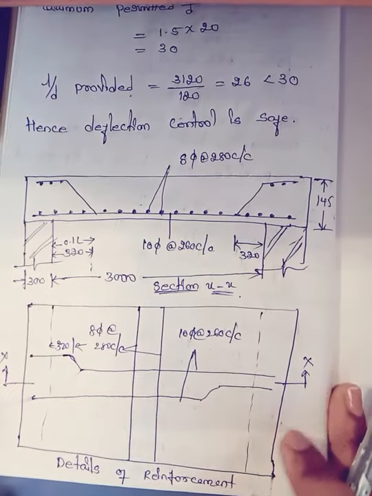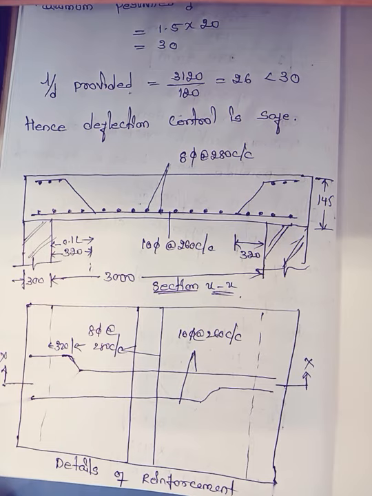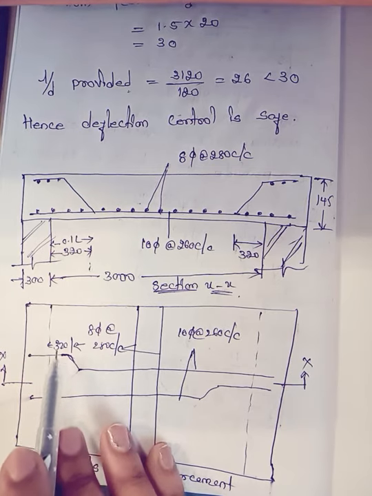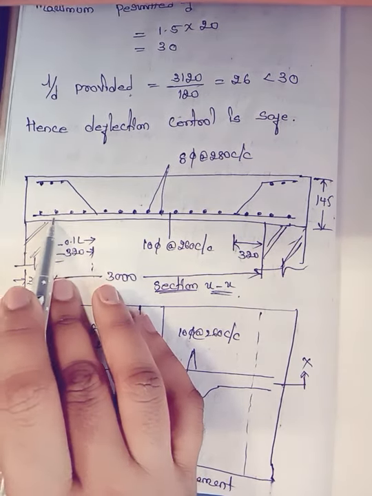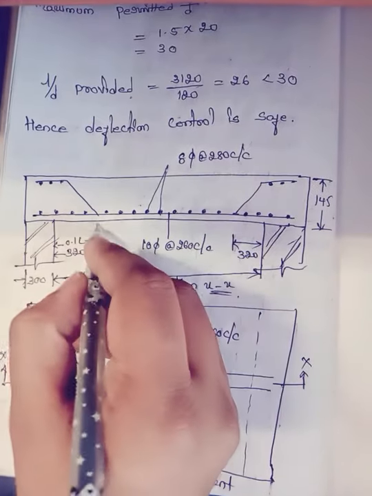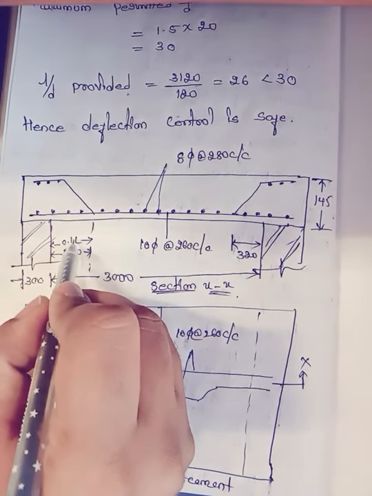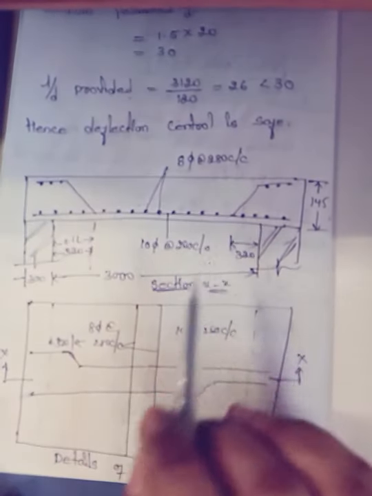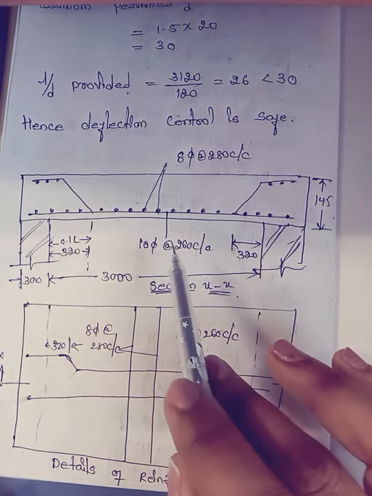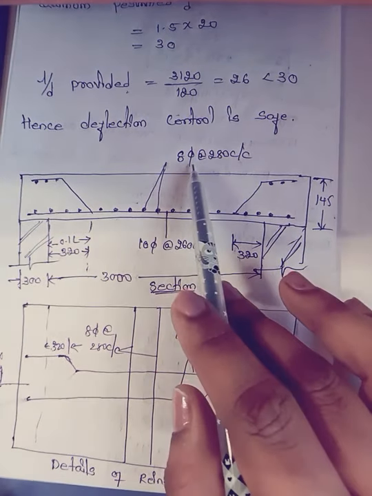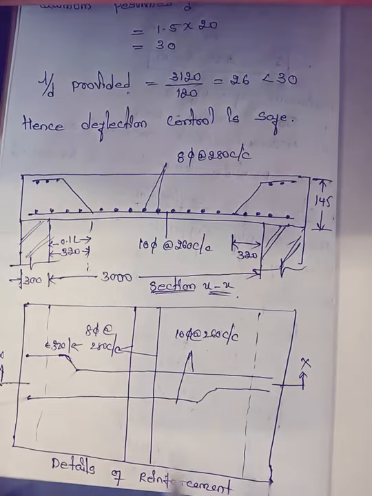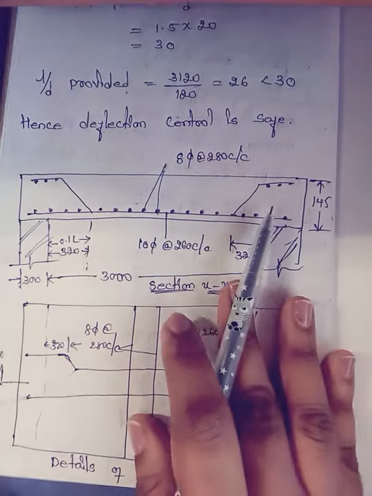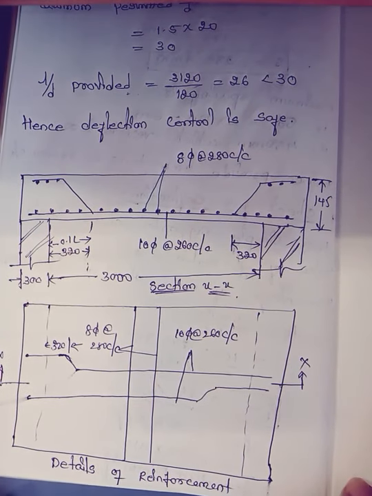Now draw the reinforcement details. Completely, whatever we have calculated, draw it. This is the slab of 3 by 8, and here this is 0.1 L. From here to here it is 0.1 L. So 0.1 into L, what we have calculated, you will get 320. The 10 dia at 260 center to center is the main reinforcement we have calculated, and the 8 dia at 280 center to center is the distribution reinforcement. So draw all the detailing and show all the reinforcement details. Then we are done with the problem.